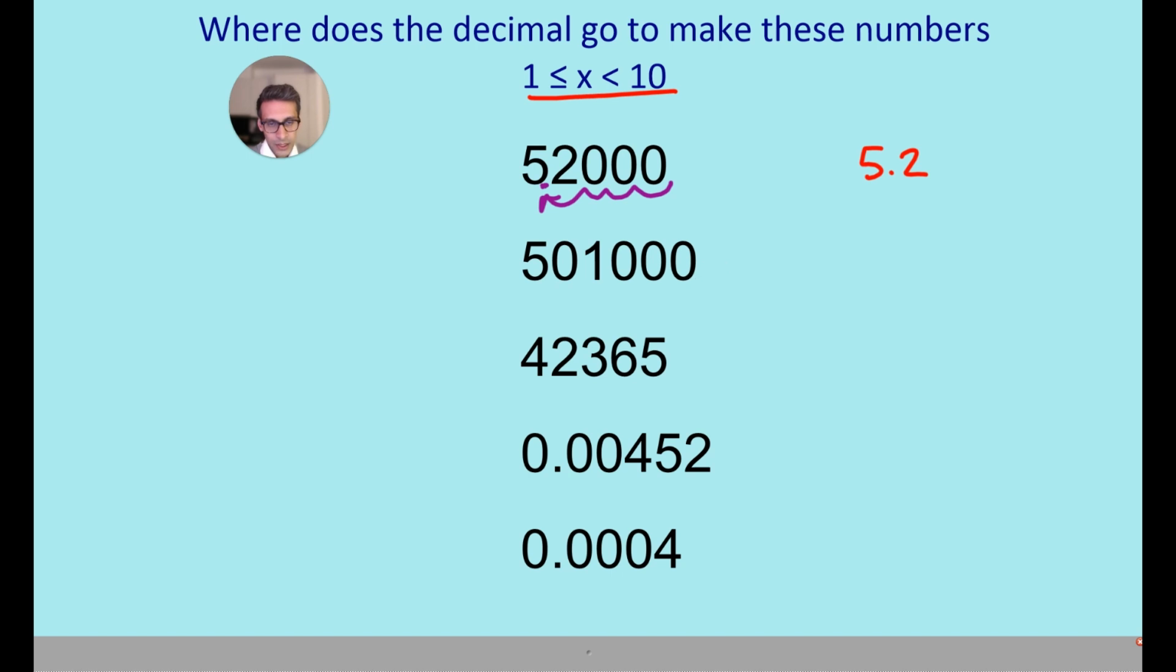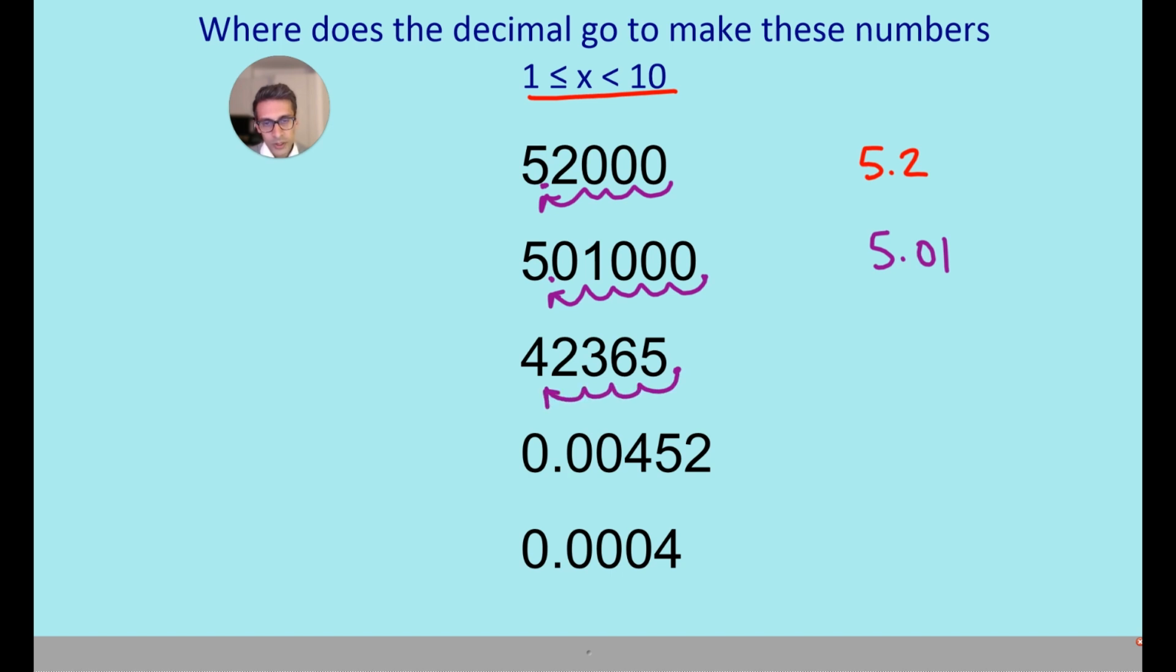Now again, this number, the decimal would have been here, but it's moved 1, 2, 3, 4, 5 places back, and then the number you end up with is 5.01. The zeros don't make a difference here after the end of the decimal. Okay, how about this one? To make this a number between 1 and 10, the decimal would have to move 1, 2, 3, 4.